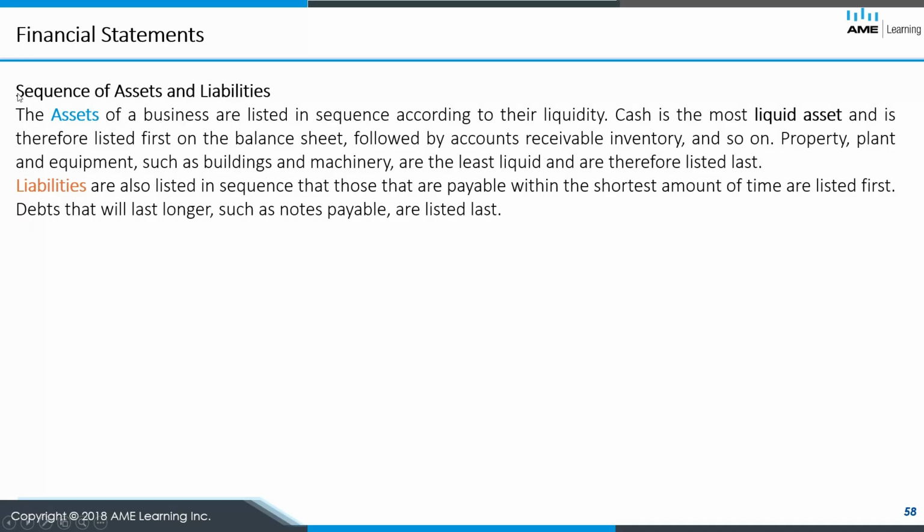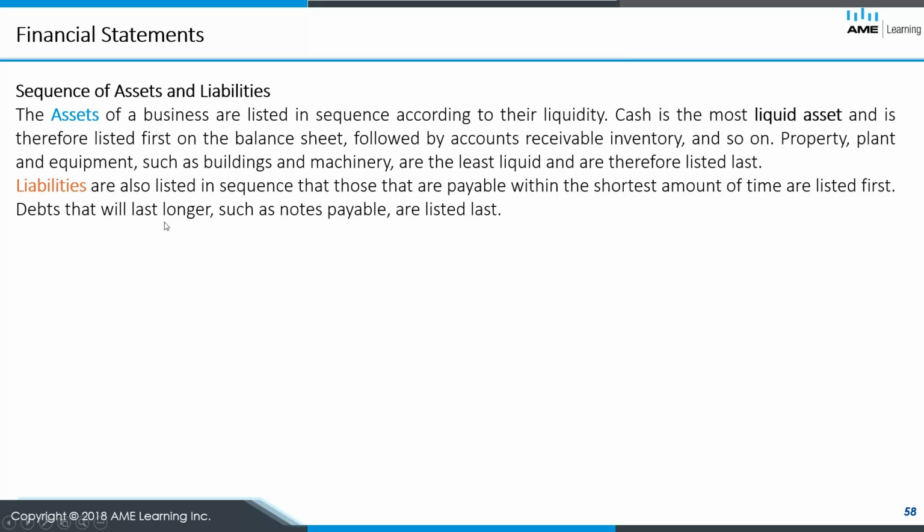Okay, let's talk about the sequence of assets and liabilities. We talked about this a little bit previously. Assets are listed in sequence according to their liquidity. Cash is the most liquid asset, followed by accounts receivable, and then property, plant, and equipment, such as buildings and machinery, are the hardest to convert to cash, or least liquid, and therefore they will be listed last. And then liabilities are listed in sequence of those that are going to be paid first.